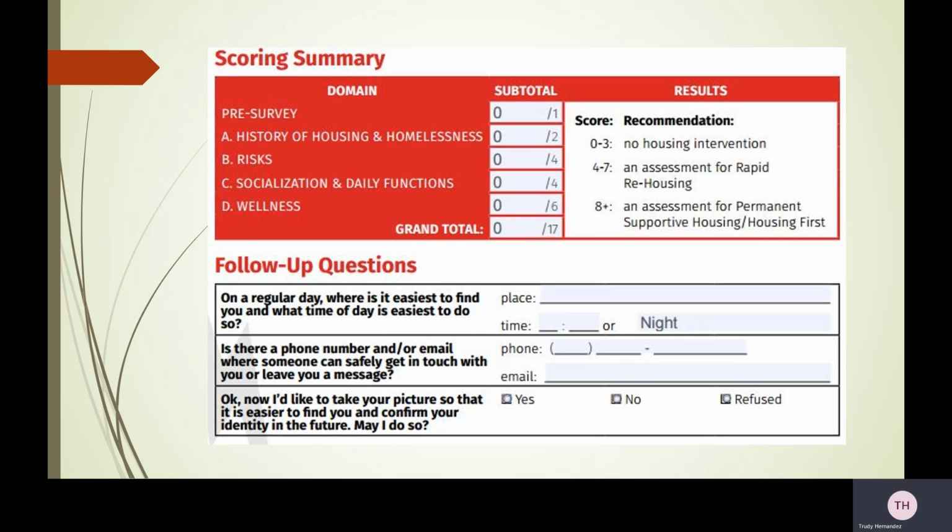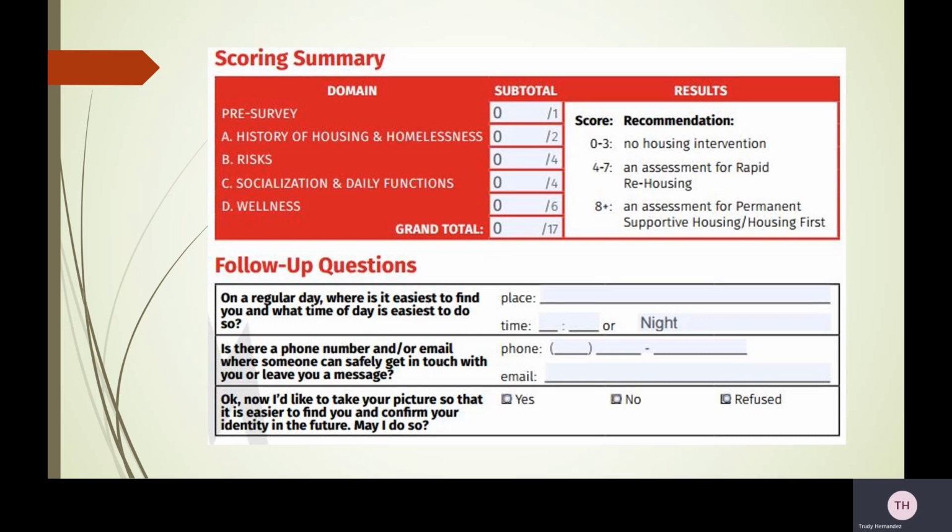People who scored 0 to 3, there's really no housing intervention needed. These are going to be the folks who have very low acuity, they're less vulnerable, and they more than likely will be able to self-resolve on their own. The folks who score between 4 and 7, we want to assess further for rapid rehousing. These are the folks who have some supports and they might be able to take over a rental subsidy after that subsidy is over. And then folks who score an 8 and up, those are the folks who are more vulnerable and that we should look at providing permanent supportive housing opportunities for.